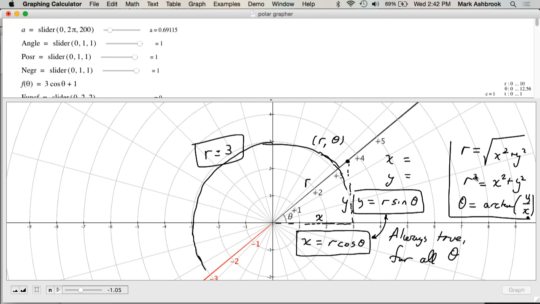So these are transitionary relationships between x and y, the Cartesian plane, x and y coordinates, and r and theta coordinates. All right, so a big important thing in terms of understanding polar coordinates is being able to graph functions. So I'm going to show you how to do that.